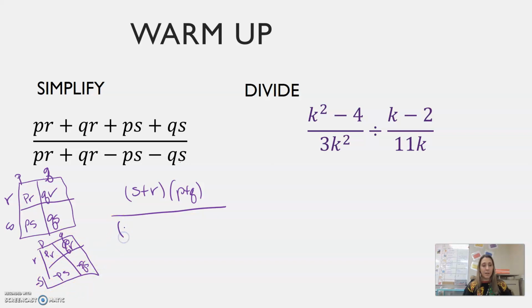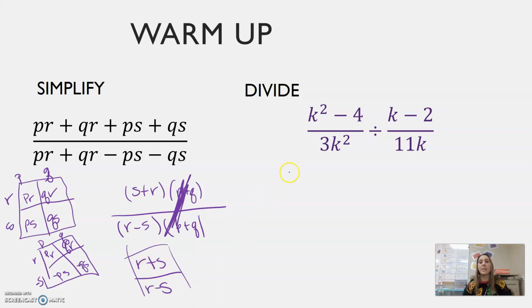So then my bottom factors to R minus S times P plus Q. And I just have to look for the things that are exactly the same on the top and the bottom. This is a big one. So my final answer would be R plus S over R minus S. I just wanted to line the R's up just to make sure that wasn't the opposite, the quotient of opposites, and it is not. So that would be my final answer.